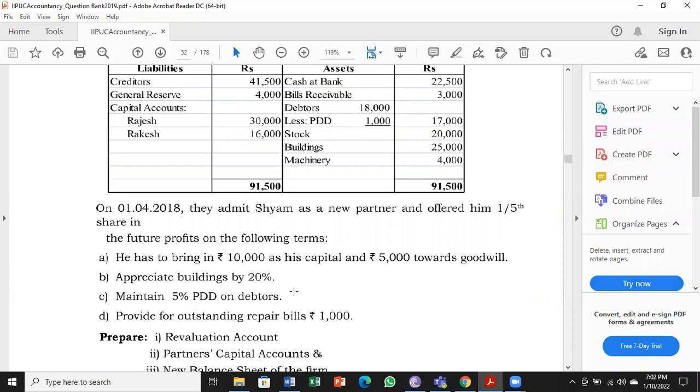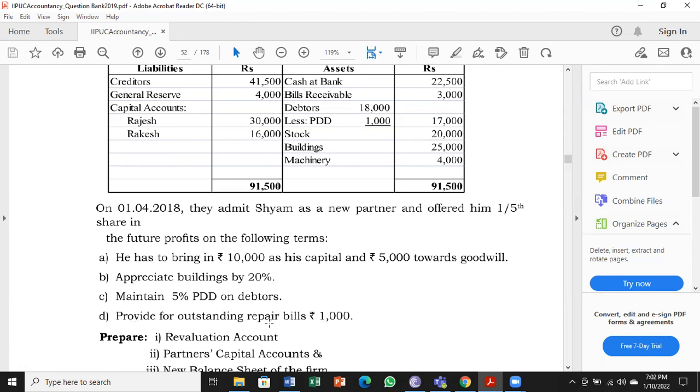So PDD adjustment is the most troublesome one. You are seeing every problem is different when connected to the provision for doubtful debts. So you have to understand the sentence and the method of working. You have to check it out. In each problem, it is different. This is the one that troubles you as a student when you are working. If you don't read it properly, it is going to be tough. I'll explain when I'm working the revaluation account part of it.